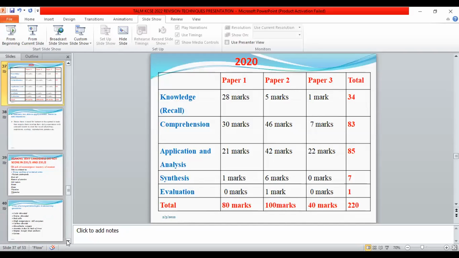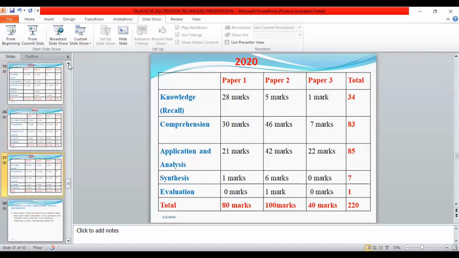So again, you can see comprehension, application, and analysis. Then synthesis is also finally coming. So in our case, we do not know the area that will be emphasized, but from common sense, on the trend that we have seen from 2017, we can automatically guess that knowledge level type of questions is slowly diminishing, leaving us with comprehension, application, and analysis.